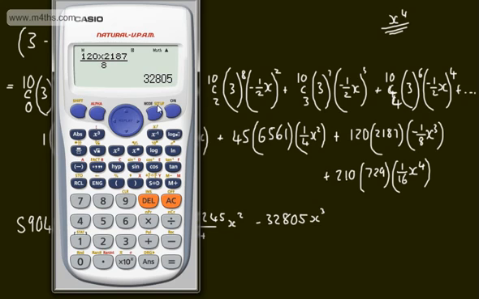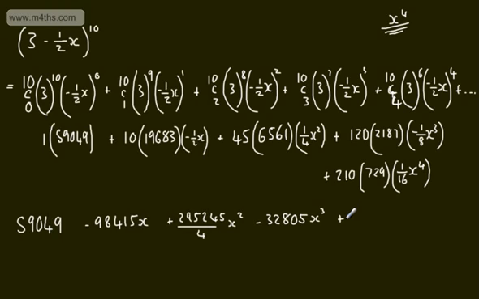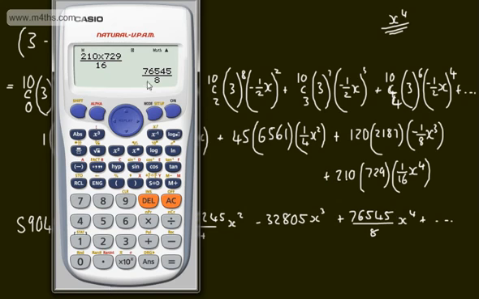Again, the accuracy is quite important here, especially if you're doing approximations later on, and we will look at some of those as we go. Okay, let's now look at the last one. So what we have now is 210 multiplied now by 729, and then we're going to divide this by 16. So that is going to give me now 76545 over 8. So we've got 76545 over 8, and that's a positive term, and that's x to the 4th plus dot dot dot, and so on and so forth.